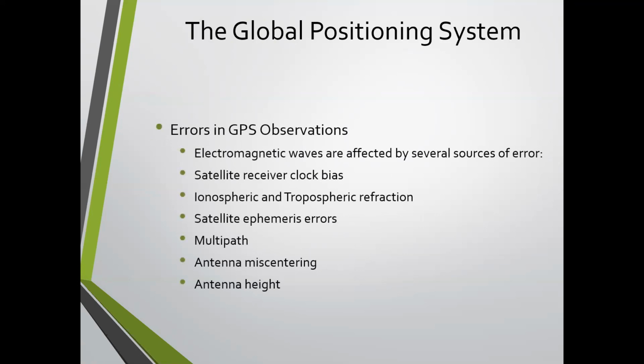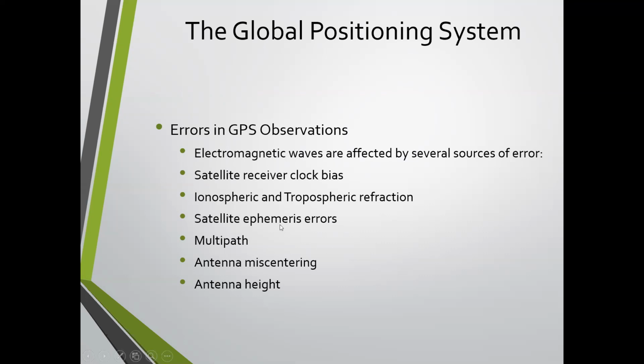So let's take a look at some of the errors associated with GPS observation. Electromagnetic radiation or waves are going to be affected by a lot of different sources of error. You have the satellite and receiver clock bias. You have the ionospheric and tropospheric refractions, and again, these things tend to slow down what's going on. The ionosphere can change pretty drastically depending on what the sun's doing, because it's like charged particles up there. So this one's harder to model than this.